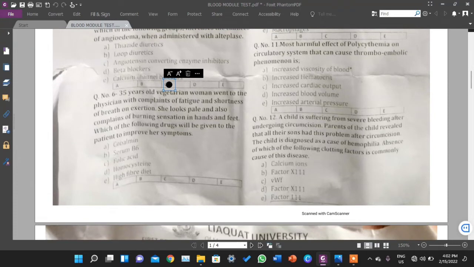Moving to question number 6, a 35-year-old vegetarian woman went to the physician with a complaint of fatigue and shortness of breath on exertion. She looks pale and also complains of a burning sensation in hands and feet. Which of the following will be given to the patient to improve her symptoms? A, cobalamin; B, serum B6; C, folic acid; D, homocysteine; E, high fiber diet. It's going to be answer A, which is cobalamin or vitamin B12. Vitamin B12 is given to prevent megaloblastic anemia, as well as to prevent peripheral neuropathy.